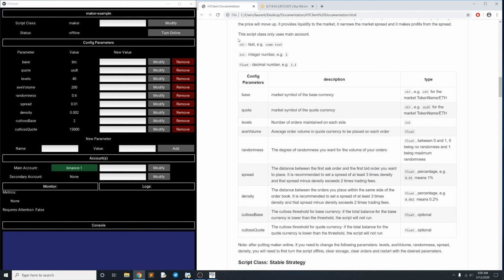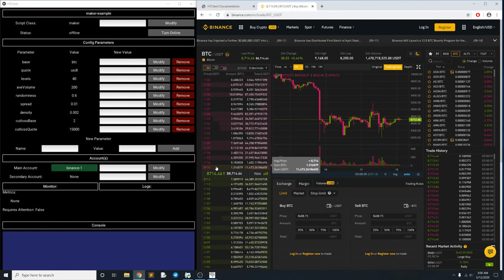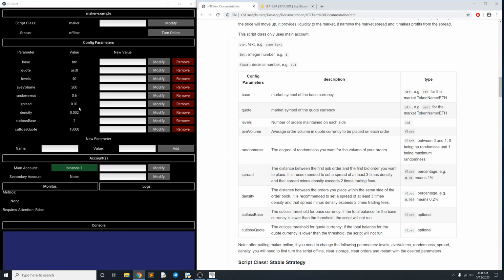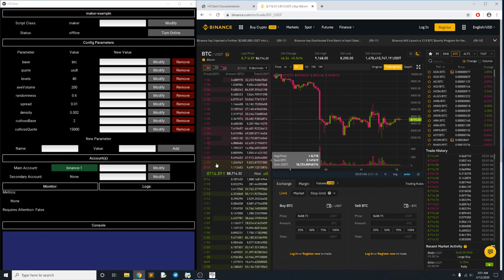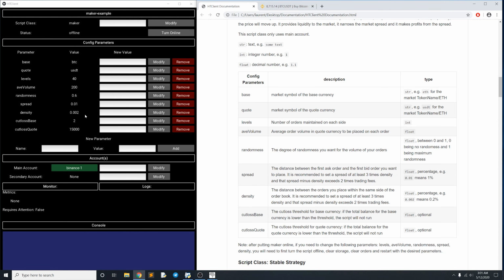Spread is the difference in price between the sell one and the buy one in percent. The narrower the spread, the better and the less volatile the market will be. Density is the difference in price in percent between two levels. A quick note on spread and density: you want the spread to be at least 3 times the density, and the difference between spread and density to be at least twice the trading fees on the given platform you're trading on. This is to avoid losses and to make sure that you actually profit from the spread.